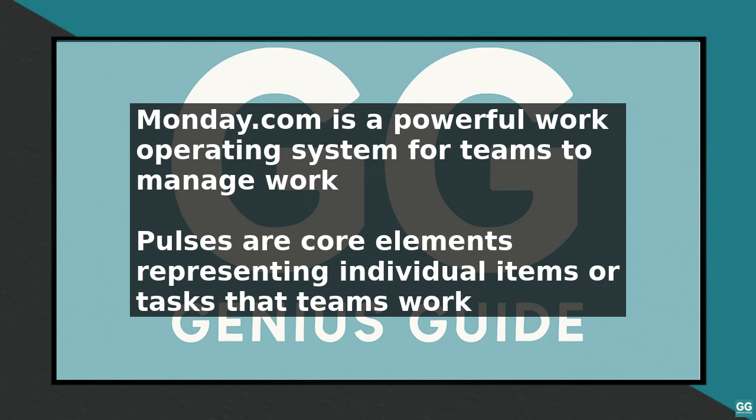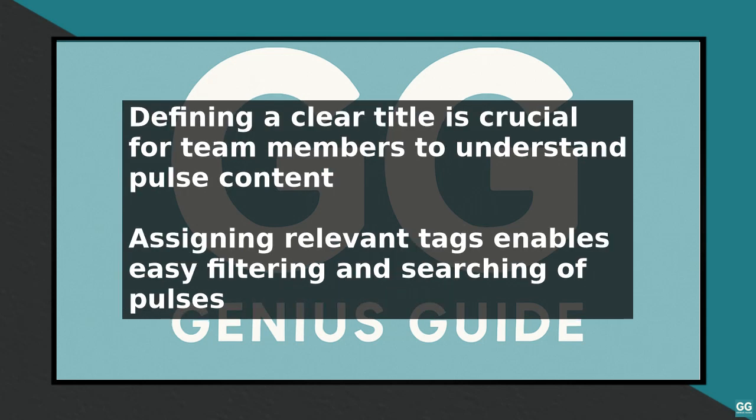To set up effective pulses, start by defining a clear and descriptive title that accurately reflects the content of the pulse. This title should be concise and easy to understand, allowing team members to quickly grasp the purpose of the pulse. Next, assign relevant tags or categories to the pulse, enabling easy filtering and searching. This step is crucial for maintaining organization and ensuring that pulses can be quickly located.